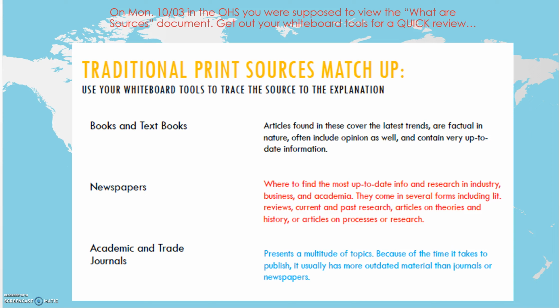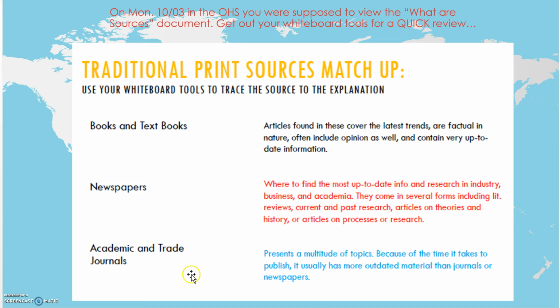Let's look at this. On Tuesday, we talked about sources and what sources are, okay? We have books and textbooks, newspapers, and academic and trade journals. Books and textbooks are like what we see in our classes today, right? You can find lots of topics in books, but what's interesting about books is a lot of times they're dated. We have to think about that. Newspapers are published with the latest trends, and they include opinions, things of that nature.